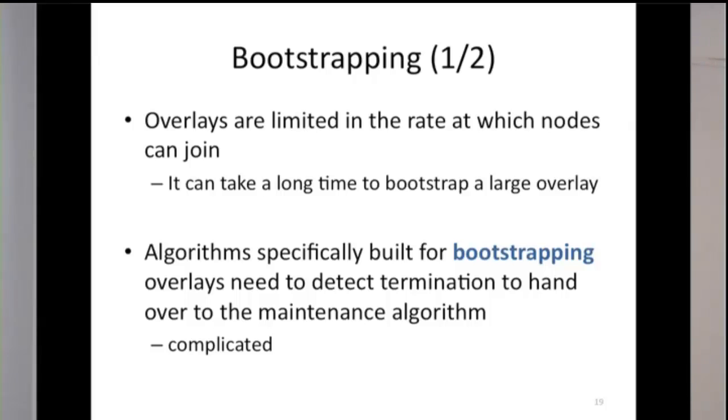So there are certain algorithms for bootstrapping an overlay. The problem usually with them is that they are separate from the maintenance algorithm. So what they do is first bootstrap into an overlay, and then they have to detect that the bootstrap has finished. Then they have to hand over the overlay to the maintenance algorithm, which becomes a bit complicated in such cases.